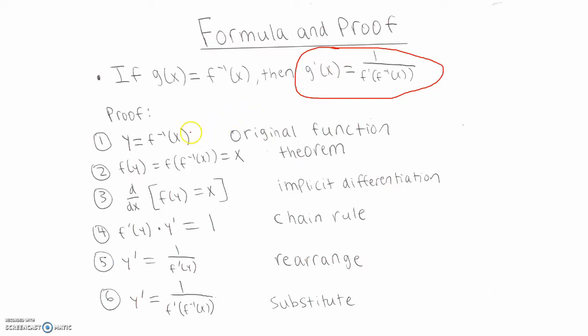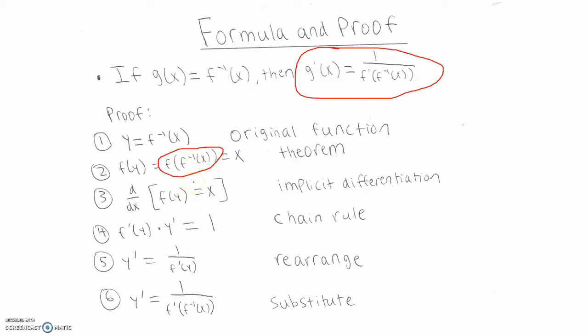Well, if we let the original function be y equals f inverse of x, then you can take the function of both sides and you'd end up with f of y equals f of f inverse of x. And remember, there was a theorem that showed that f of f inverse of x is equal to x. So you end up with f of y equals x.